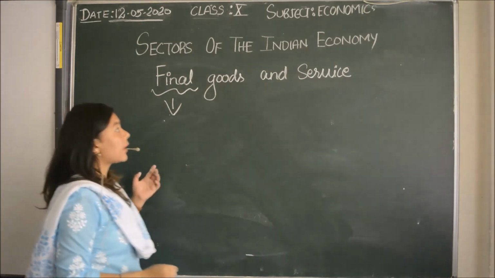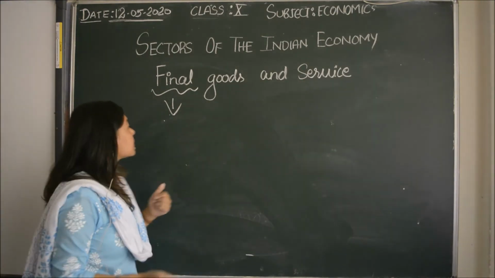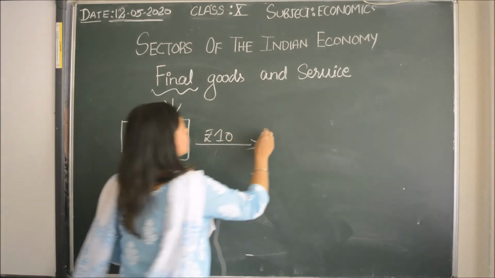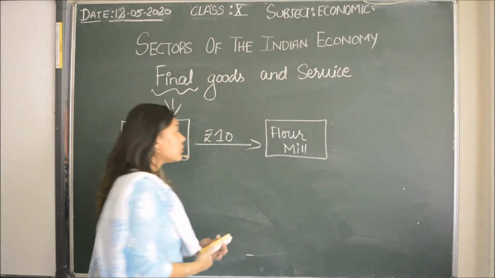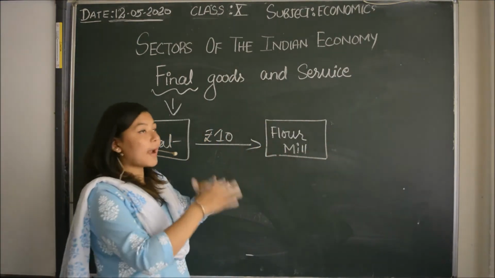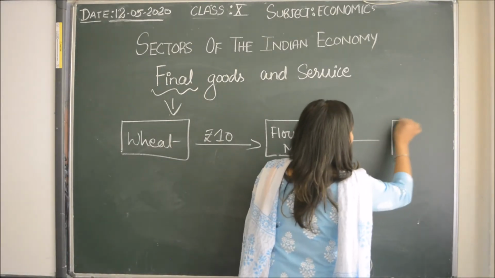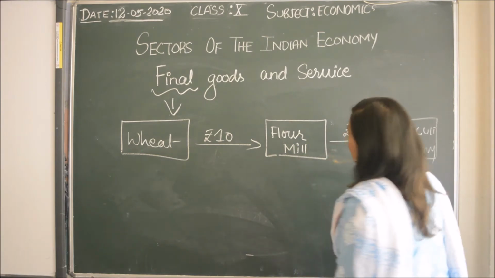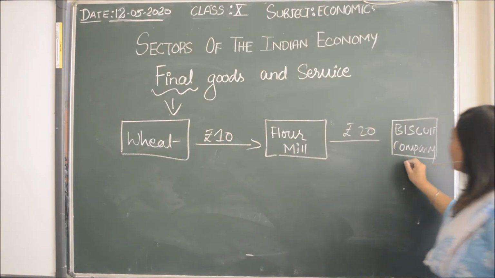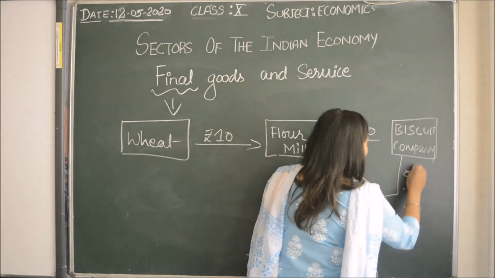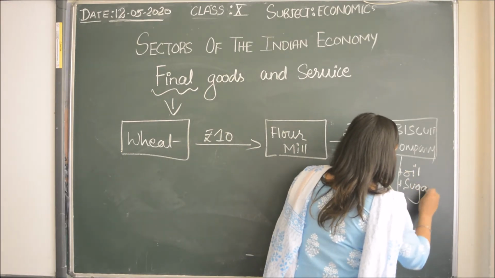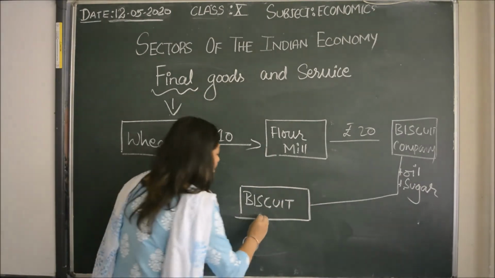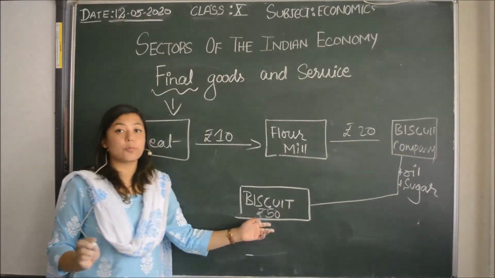In order to understand final goods and services, I'll give one example. Let's say a farmer sells wheat to a flour mill at rupees 10 per kg. The flour mill grinds the wheat and sells the flour to a biscuit company at rupees 20 per kg. The biscuit company adds some oil and sugar, comes up with the product of biscuit, and sells it at rupees 50.